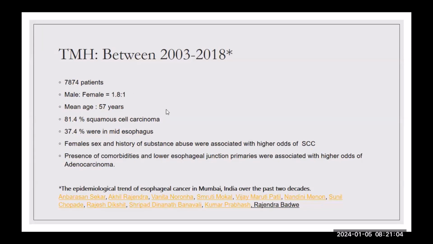was 57, and 80% of the cancers were squamous cell carcinoma, and more than one third of the cancers were in the middle one third of the esophagus. Female sex and history of substance abuse were associated with higher odds of squamous cell carcinoma and presence of comorbidities, and obviously the lower end, the gastroesophageal junction primaries, were associated with higher odds of adenocarcinoma.